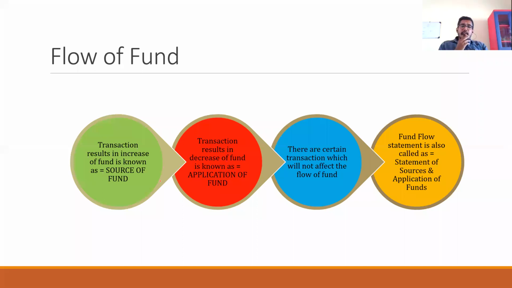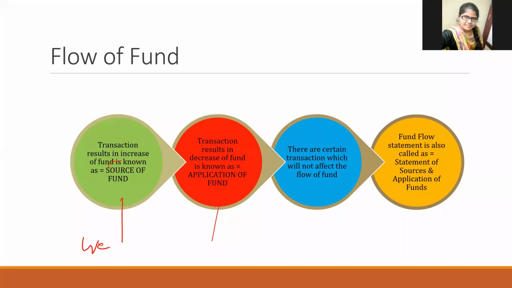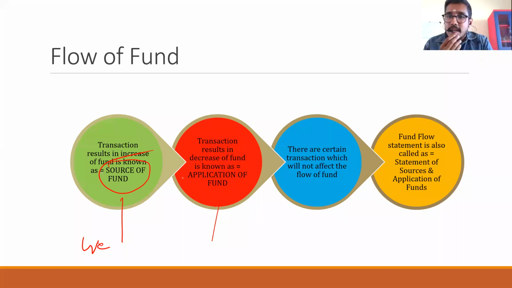So what I said here, we have sources of fund and application of fund. Sources of fund means the transactions which increase the fund, or working capital, are known as source of fund. And the transactions which reduce the fund are known as application of fund. For example, take issue of shares. The money comes inside, right? Yes. What about application of fund?